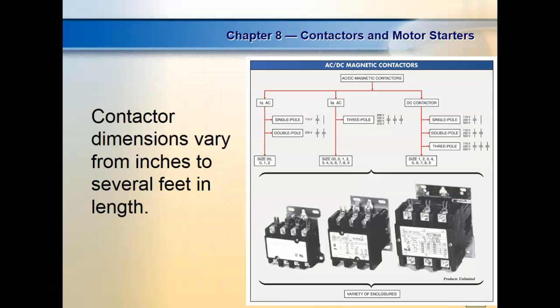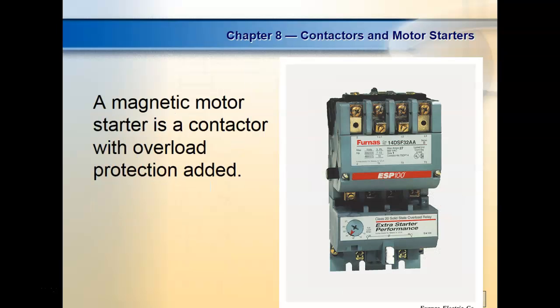Contactor dimensions vary from inches to several feet in length. A magnetic motor starter is a contactor with overload protection, so we already know that, right? So we have three sizes. We have contactors. They're designed to operate in the power circuit, right? But they have no overloads. A magnetic motor starter is basically a contactor with overloads.